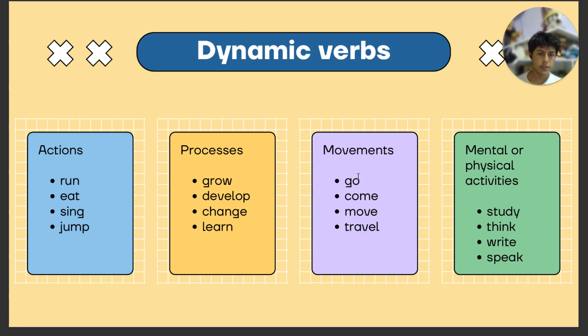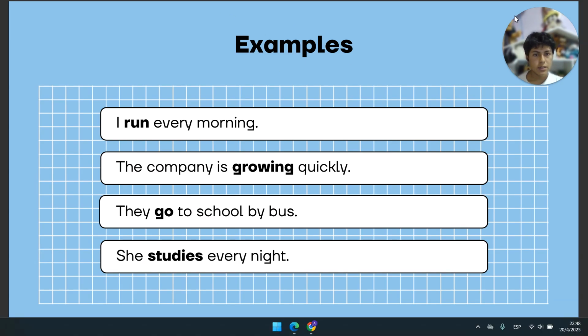Finally, mental or physical activities. These describe actions that involve thinking or doing something physically. For example, study, think, write, or speak. Unlike stative verbs, dynamic verbs can freely be used in continuous tenses to describe actions that are currently happening or processes in progress. Examples: I run every morning, the company is growing quickly, they go to school by bus, or she studies every night.